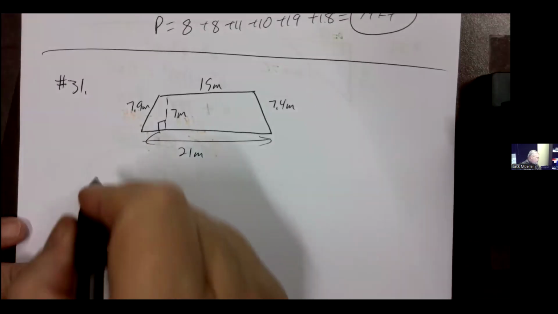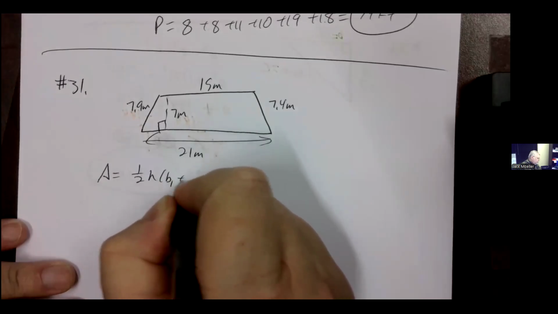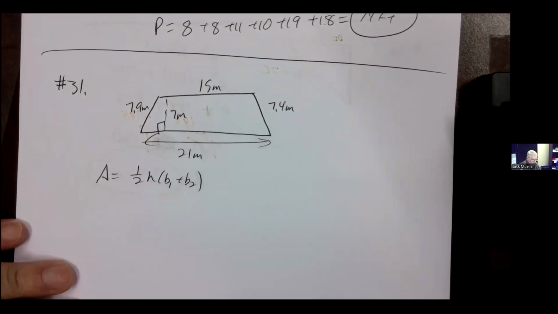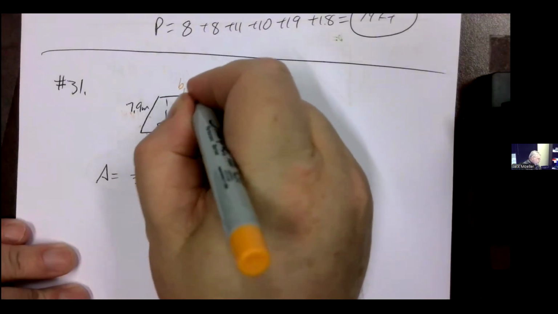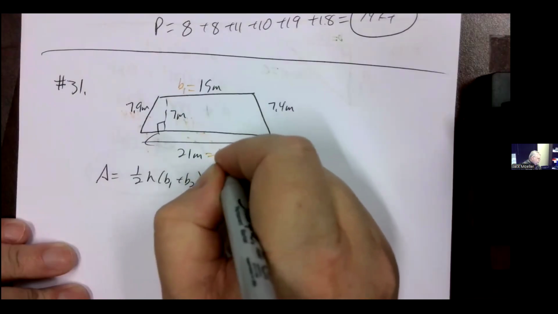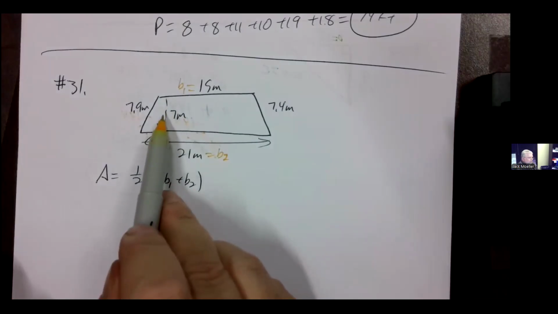All right. So area of a trapezoid is 1/2 height times B1 plus B2. And so the B1 and the B2 are the parallel sides. Those are supposed to be the parallel sides. So those are B1 and B2. Doesn't really matter which one's which. The height is that perpendicular height.